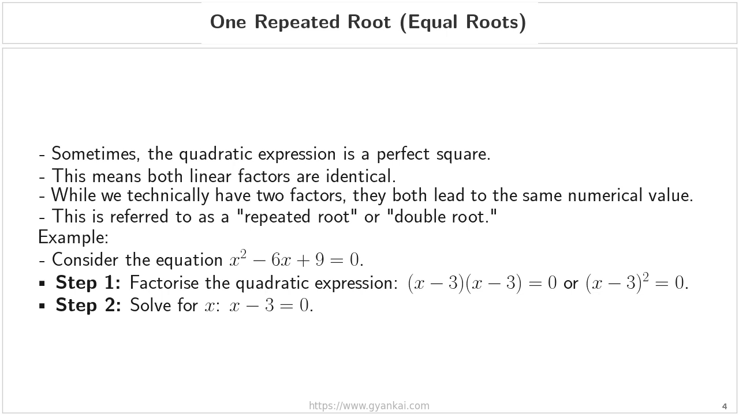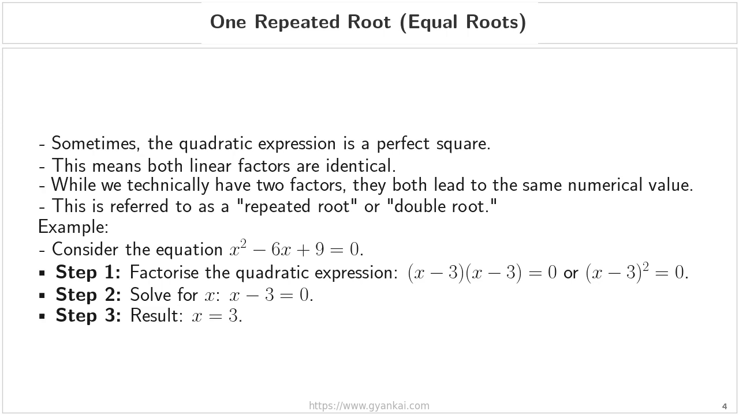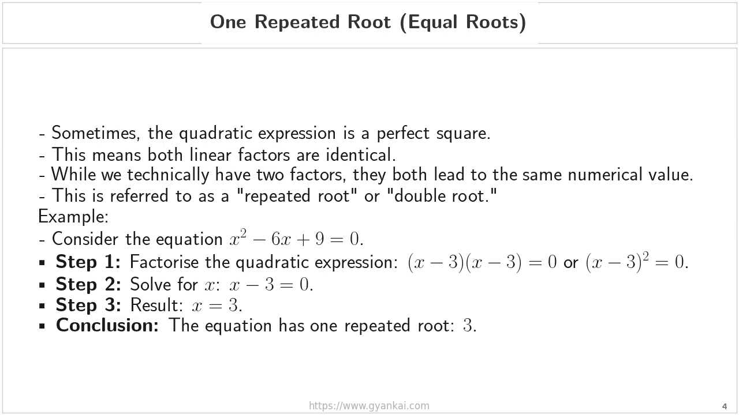Next, in step 2, we solve for x since both factors are the same. We only need to solve the single equation, x minus 3 equals 0. This brings us to step 3, our result, which is x equals 3. So, to reach our conclusion, even though we started with a quadratic, we don't have 2 different answers like we saw in the previous slide. Instead, the equation has just 1 repeated root, which is 3.